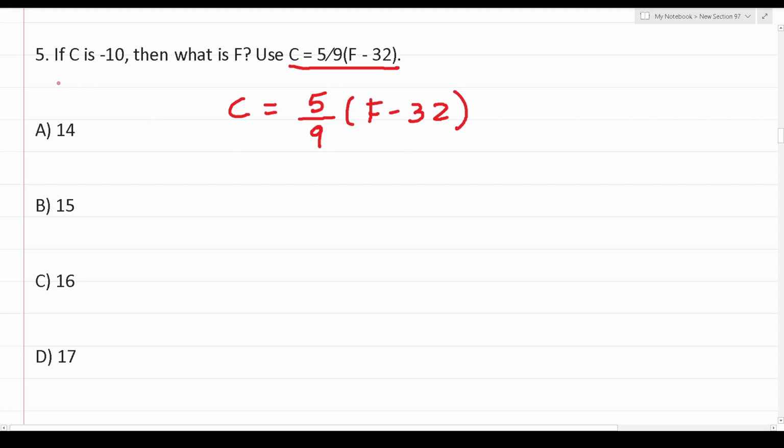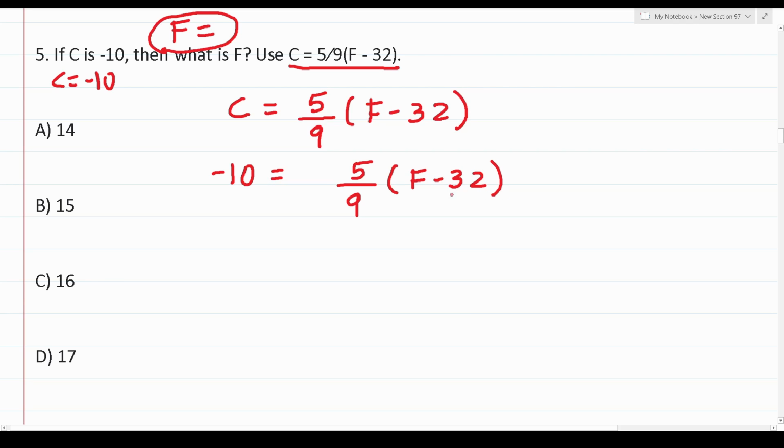We know what C is. According to the problem, C is -10, so we'll go ahead and plug that in just a minute. And we want to know what F is equal to. So ultimately, we're going to be solving this equation for F, such that we get F equal to something by itself. All right, so let's substitute -10 in for C. This becomes -10 equals. Now, I'm going to leave a big space here because I know I have to deal with this fraction here. So this becomes -10 equals 5 over 9 times F minus 32.